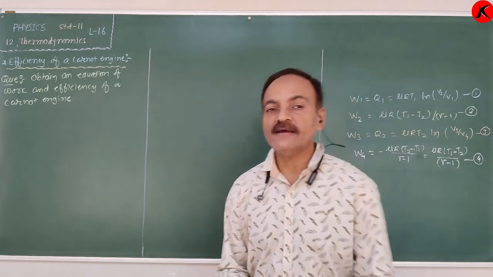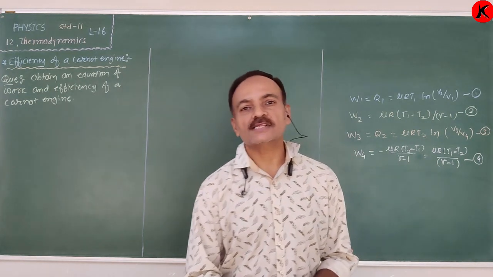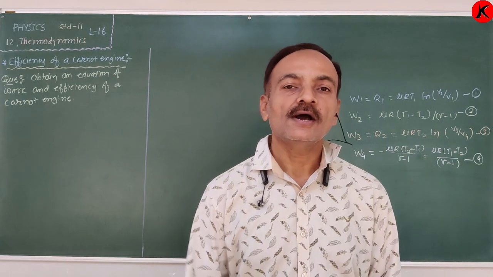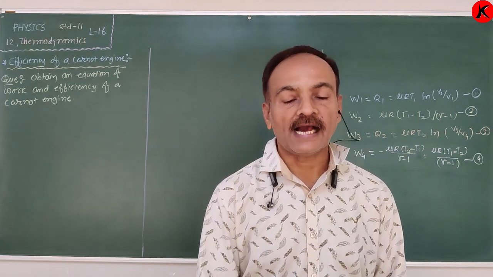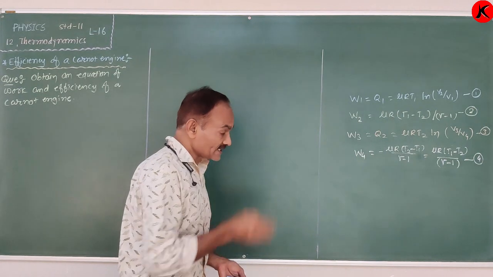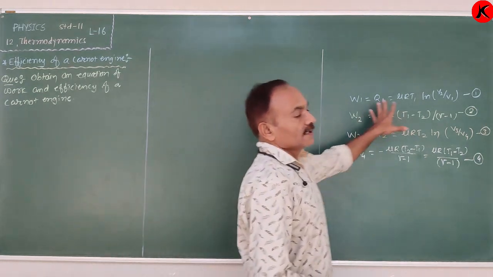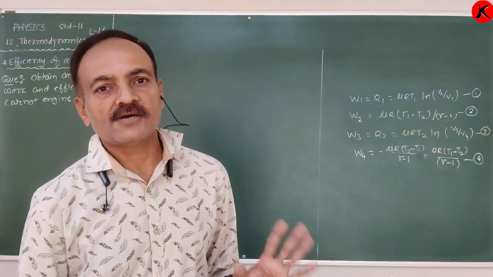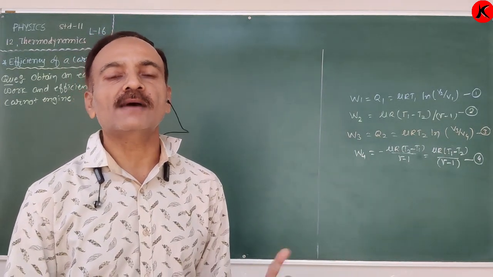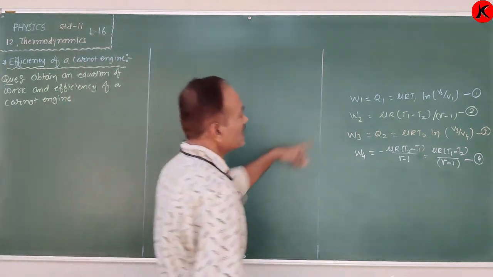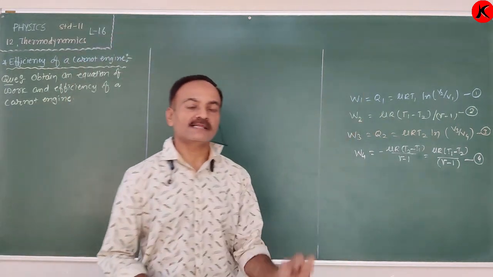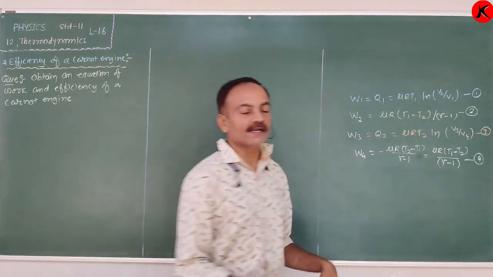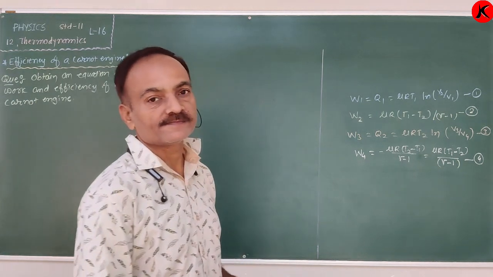And we already derived the equations during the isothermal expansion, adiabatic expansion, adiabatic compression and isothermal compression. That means in a Carnot engine, a Carnot cycle is completed in 4 different steps. First step is the isothermal compression. During the isothermal compression, the work done by the gas is W1 = Q1 = μRT1 ln(V2/V1).